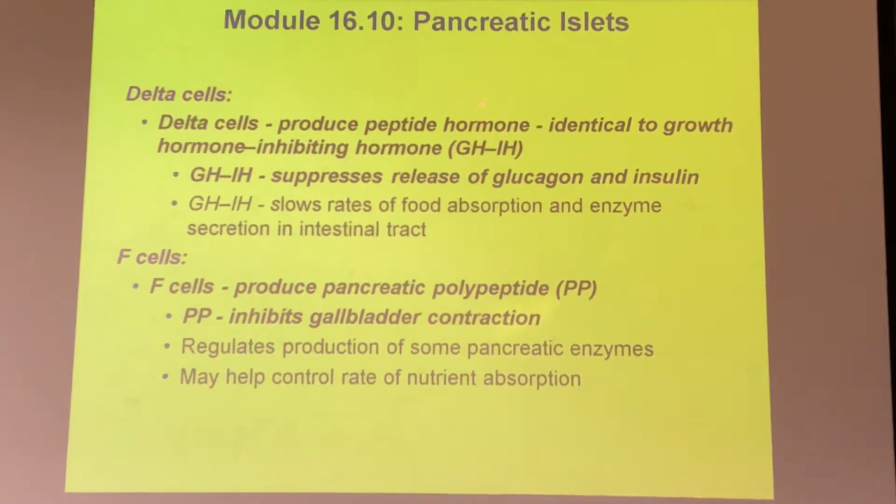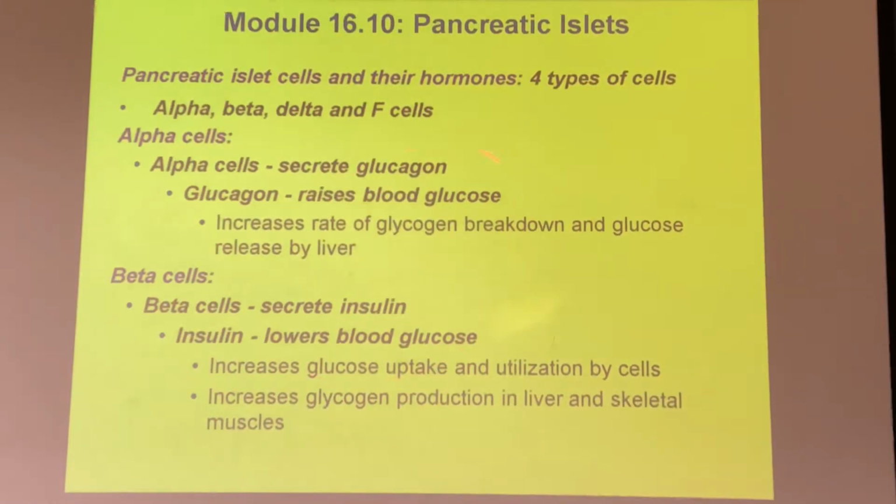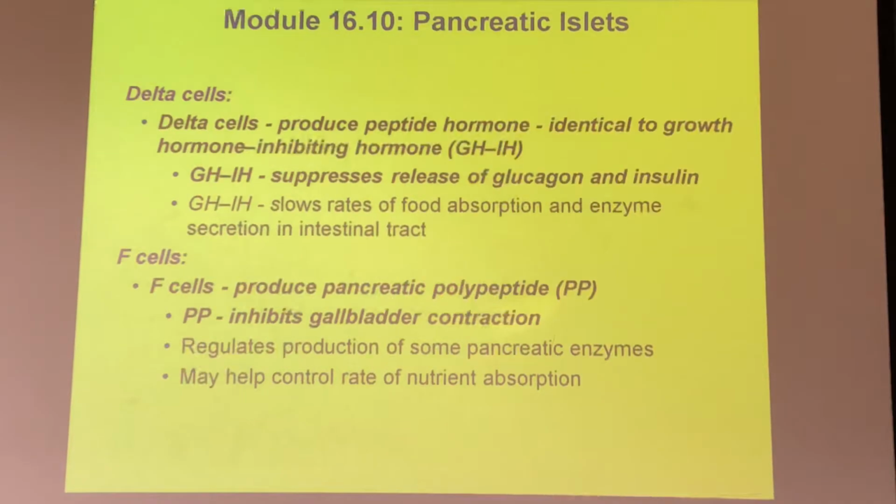Delta cells produce a peptide hormone, which is similar to growth hormone inhibiting hormone. This suppresses the release of glucagon and insulin. Why? Because when the job is done and your glucose is controlled, you need the inhibition of these hormones, because you cannot have hormone release all the time. That will be bad for your body. Lastly, the F cells produce pancreatic polypeptide, or PP, which inhibits gallbladder contraction.